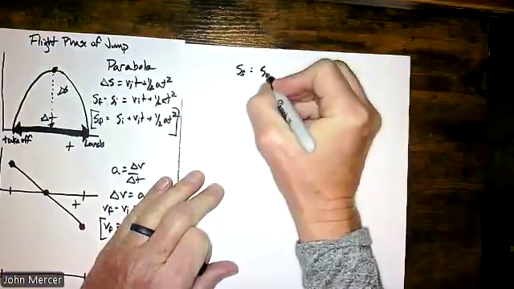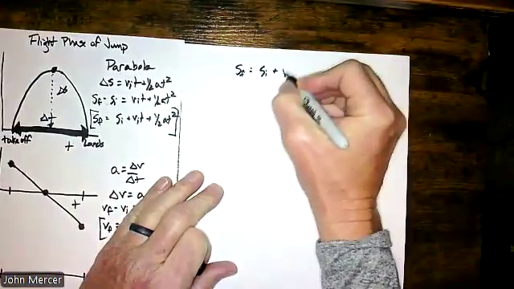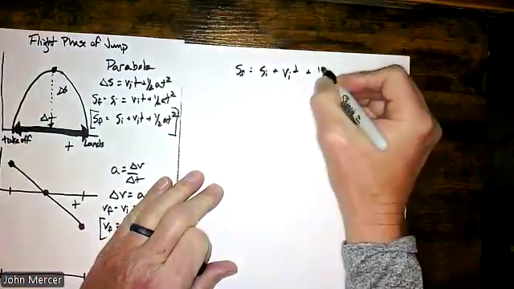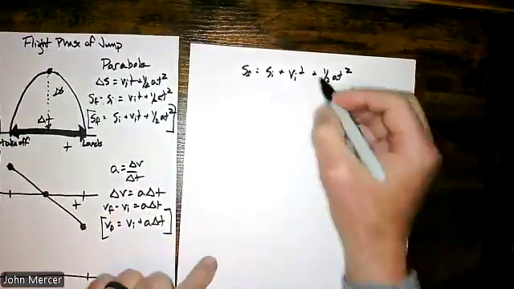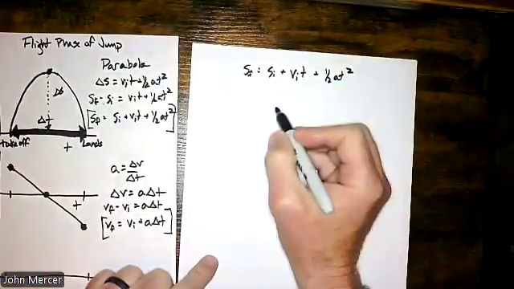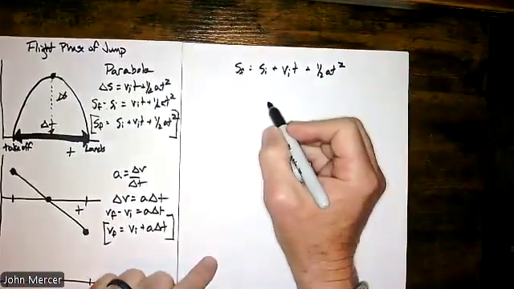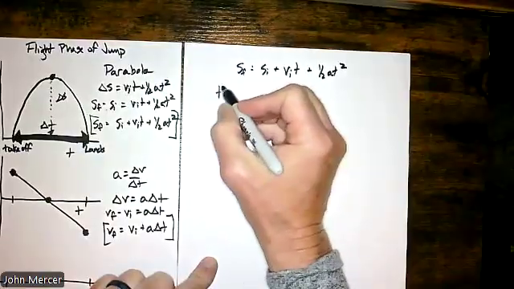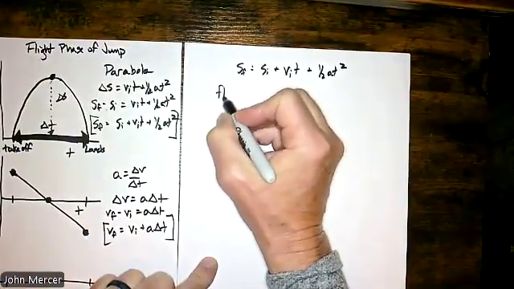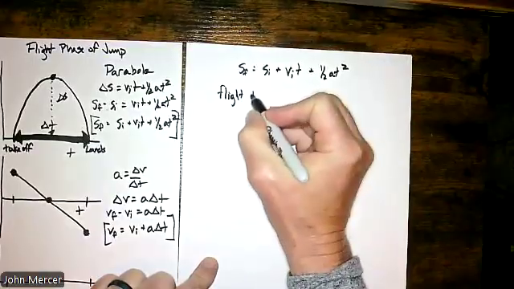SF equals SI plus VIT plus 1/2 AT squared. And when we do that, and we use the different instruments that are available in the lab, we actually calculate flight time.